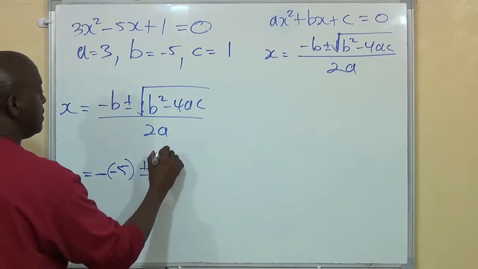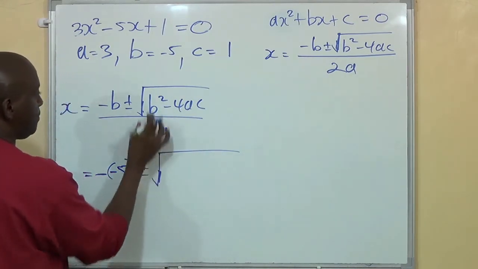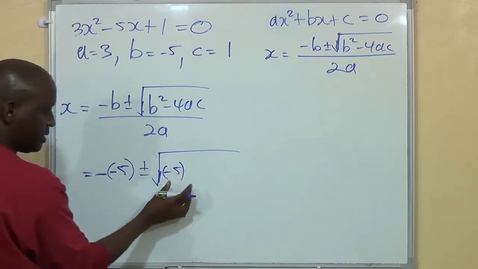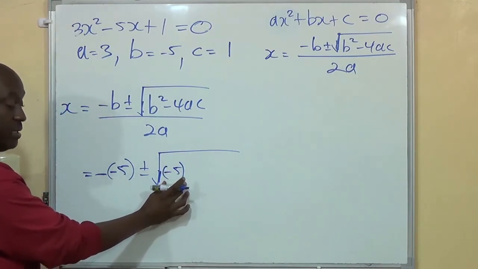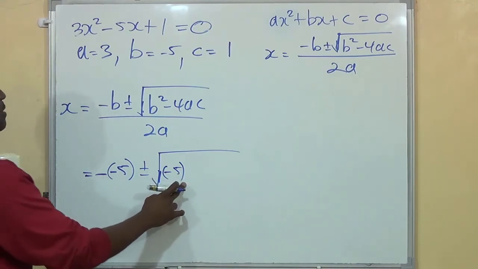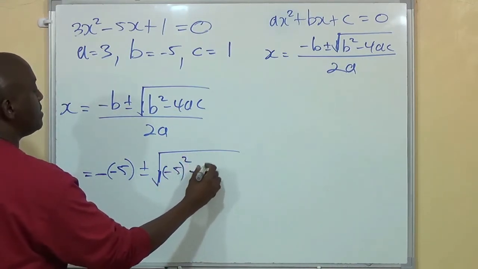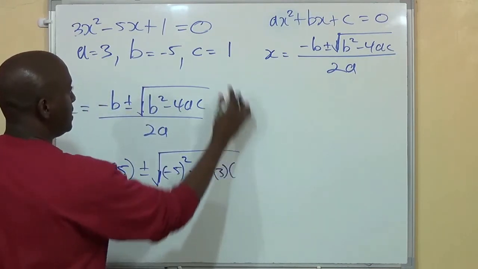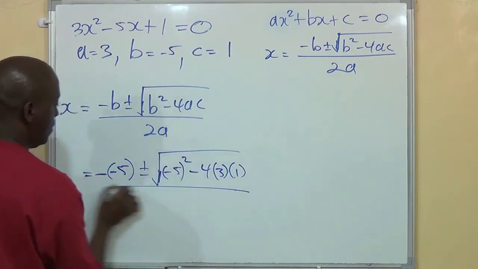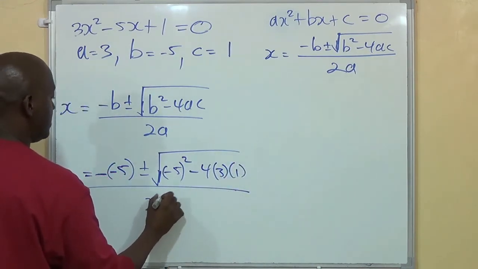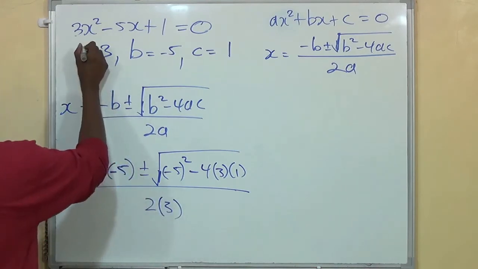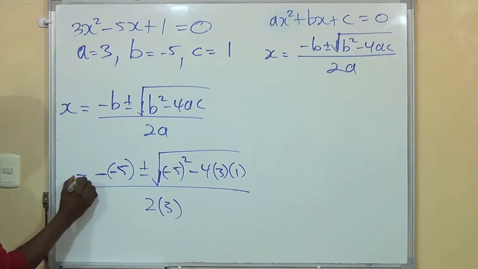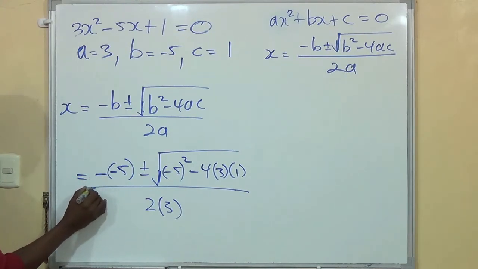Plus or minus the square root of b squared. B is minus 5 still. So minus 5 in brackets. Notice I've been very careful with the bracketization of the negative quantities. Right? Minus 5 squared minus 4 by your a, which is 3, and your c, which is 1, all over 2 by your a, which is 3. Right? So in other words, we have not done any arithmetic yet.